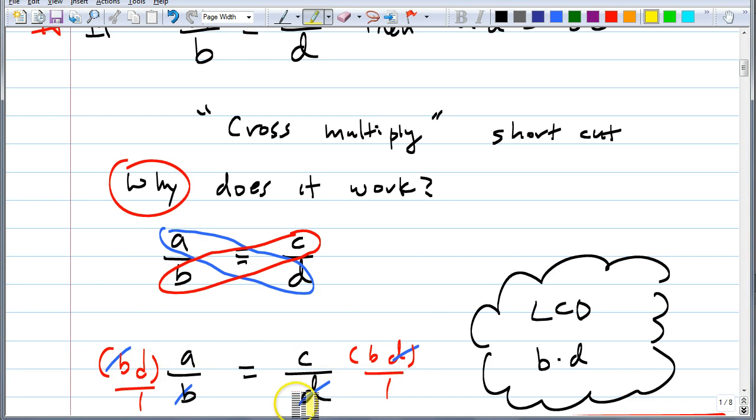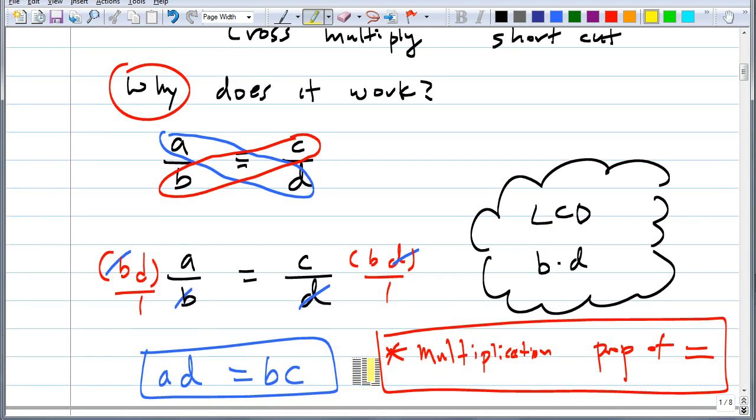What happens with the D's? They cancel out. What's left? B. Yeah, so that's how you get AD equals BC. And so this shortcut works because of what property of algebra? Multiplication property of equality. What does the multiplication property of equality say, guys? If you have an equation, you can multiply both sides of the equation by the same number.